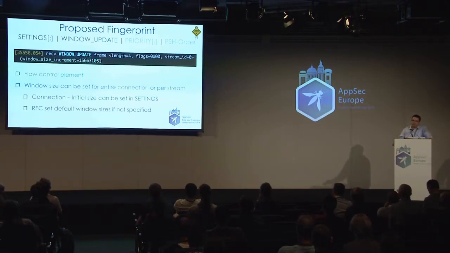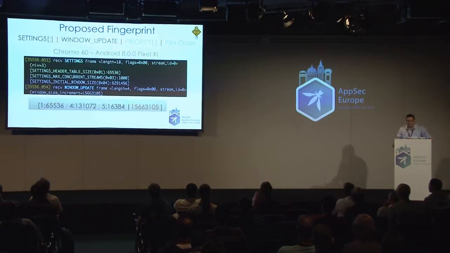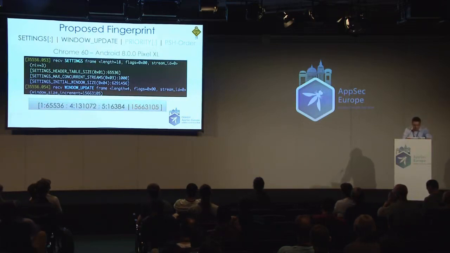actually send 2 frames. They send the settings frame, which they are mandated to send by the RFC, and right after it, they would send a Window Update frame. And this is a consistent behavior, though it's not mandated by anything. So you can see from Chrome 60 on my Pixel XL, it would send the settings frame and right after it, the Window Update value, and the value is constant.